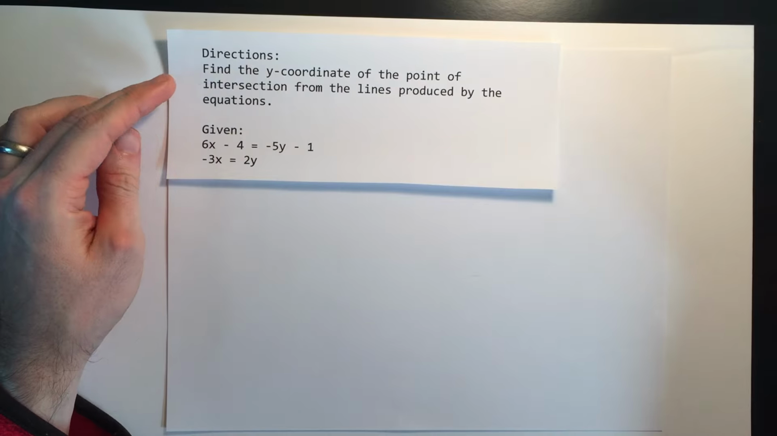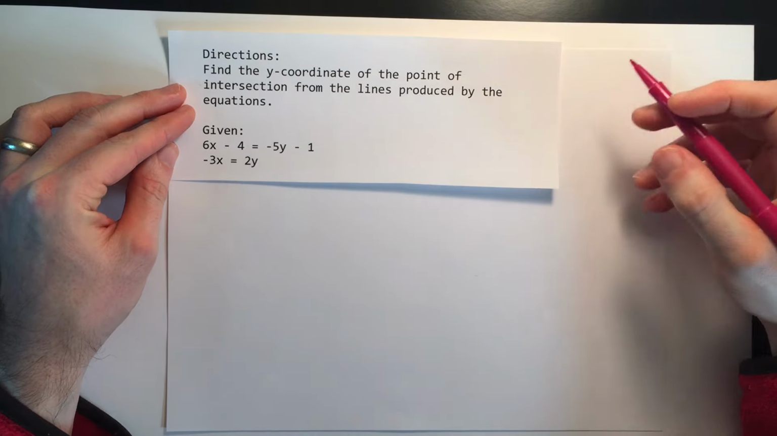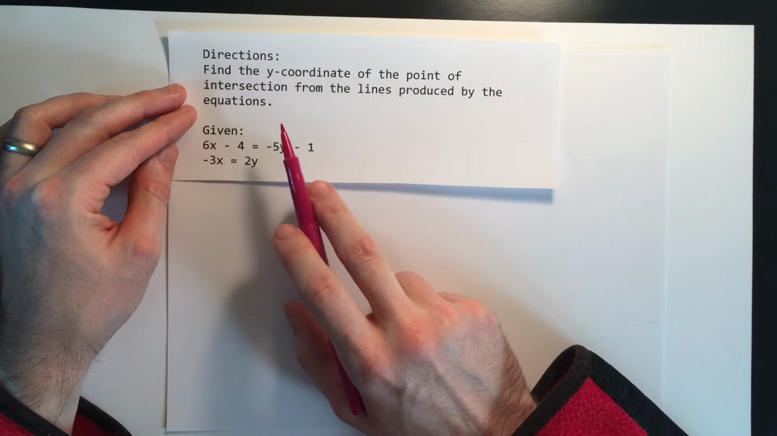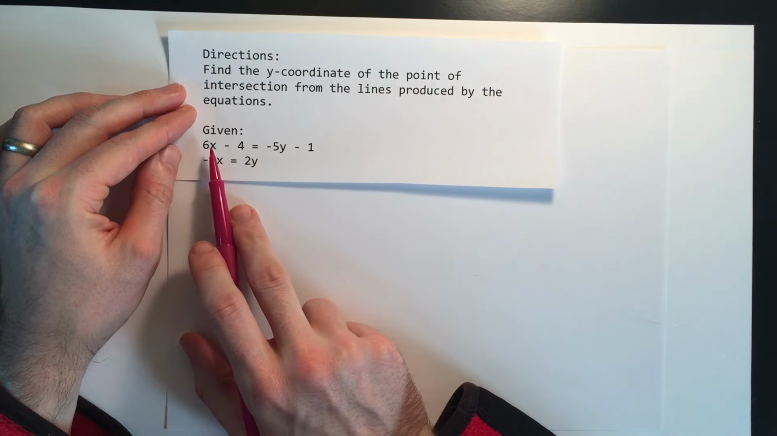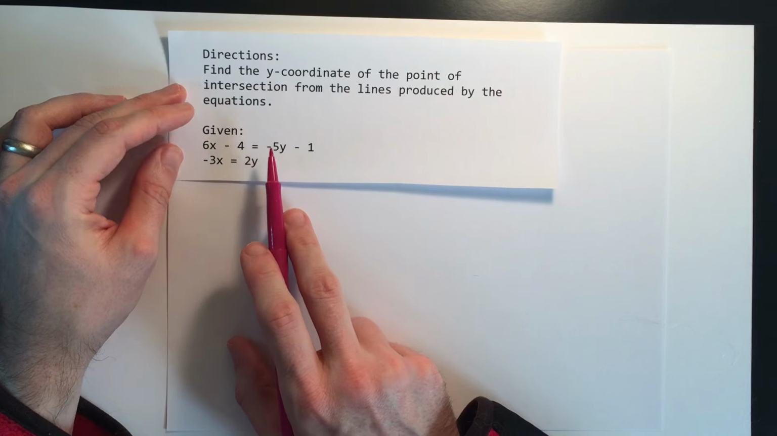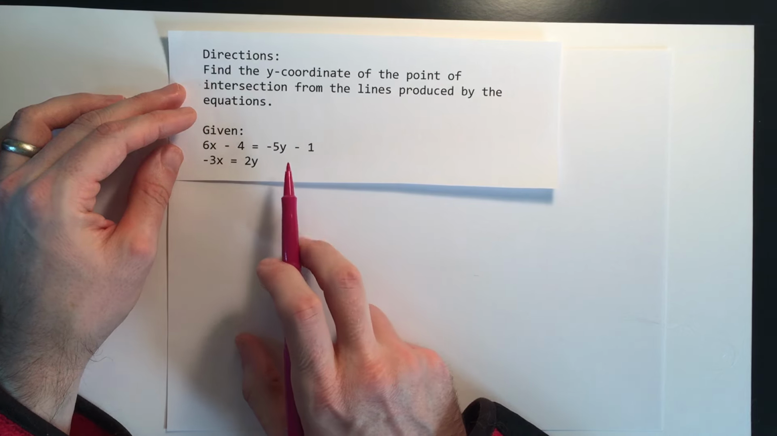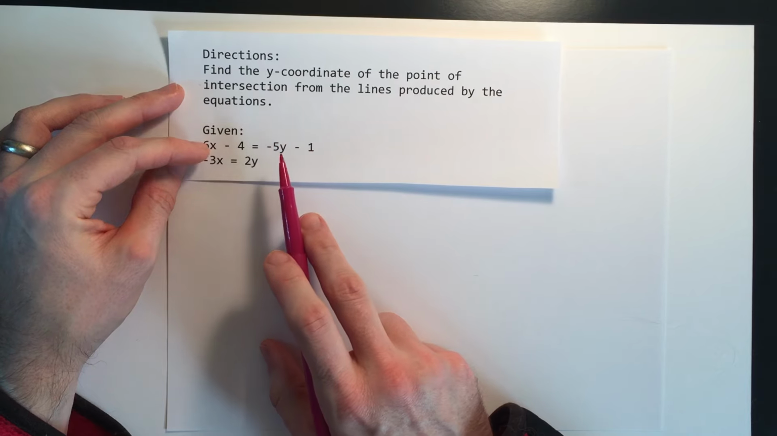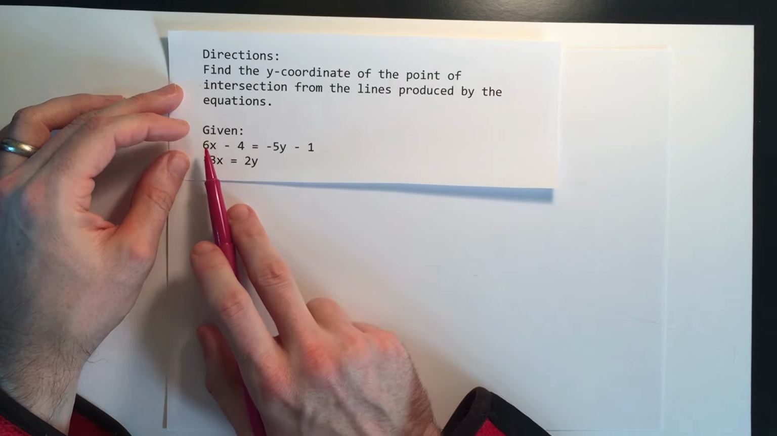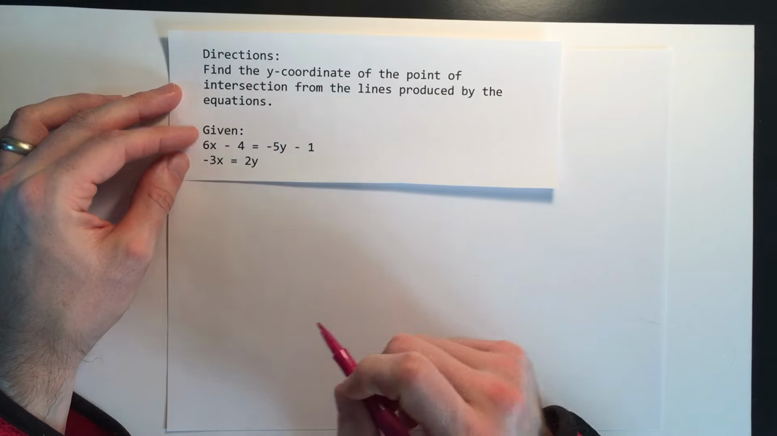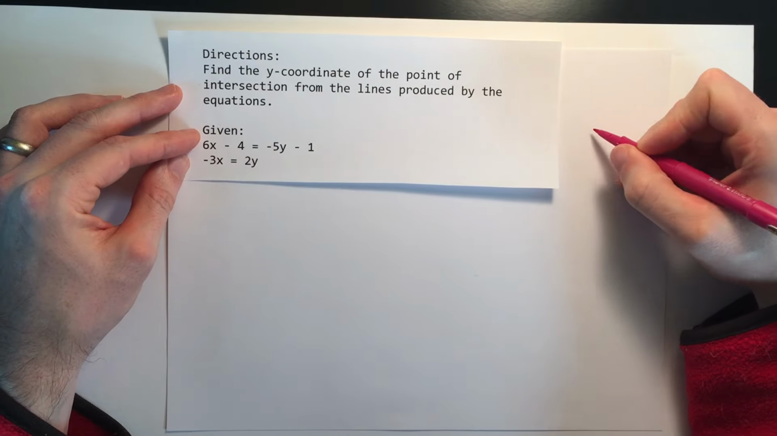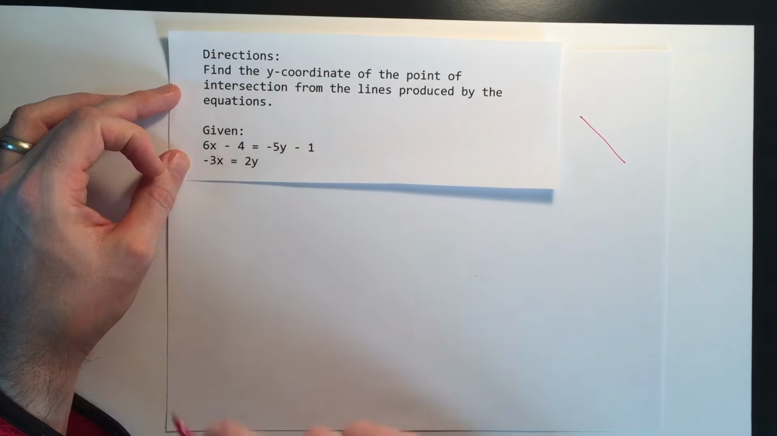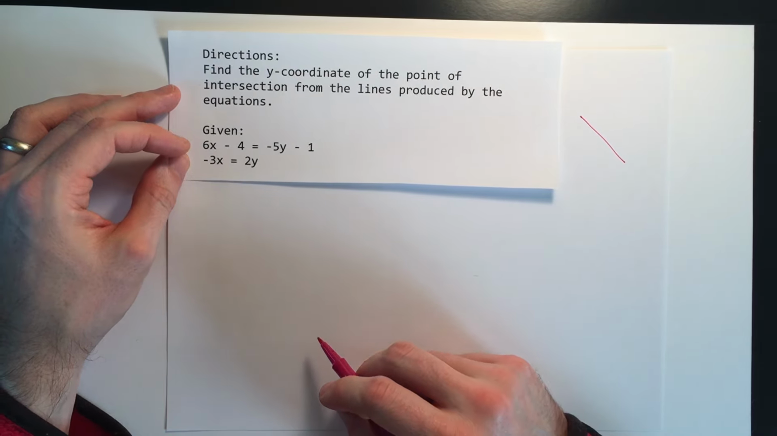Let's remind ourselves of what we're being asked to find. We're being asked to find the y-coordinate of the point of intersection from the lines produced by the equations. Anytime you have an equation with two variables like an x or a y, and there's no math other than addition, subtraction, multiplication, division in the equation, so there's no exponents, for example, that equation, if you were to graph it, would make a straight line on a graph. We don't know exactly what it would look like yet, but we know that it's going to be a straight line. We have two equations, so we know that there's going to be two straight lines.